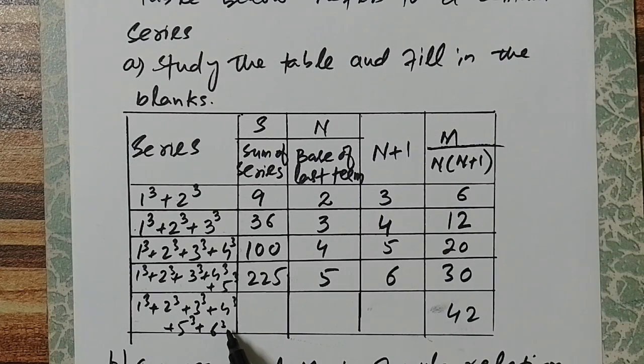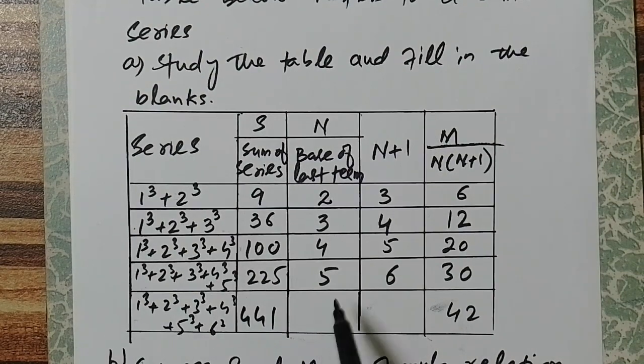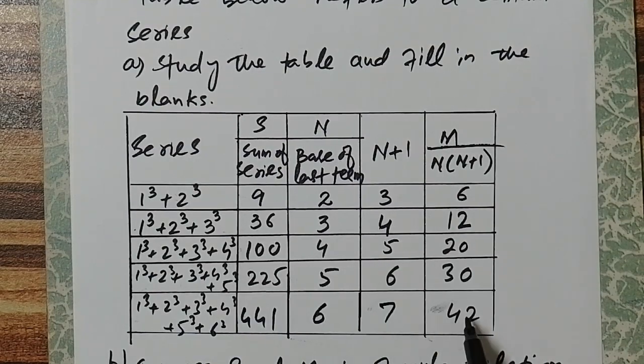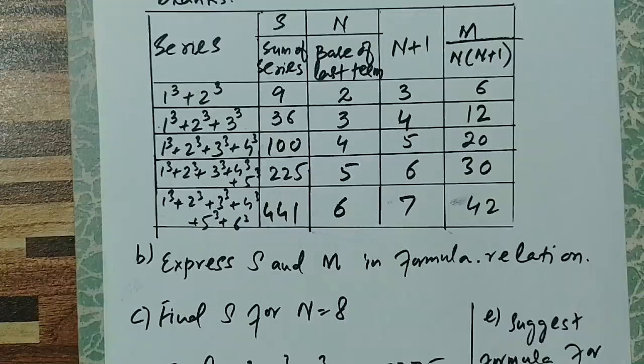Again, the base of the last term is 6 cube. Up to 5 cube, this sum is given as 225. So when we add 225 with the cube of 6, which is 216, the answer is 441. The base of the last term is 6. 6 plus 1 is equal to 7, and 6 times 7 is 42. So this is how we are going to fill the blank spaces.